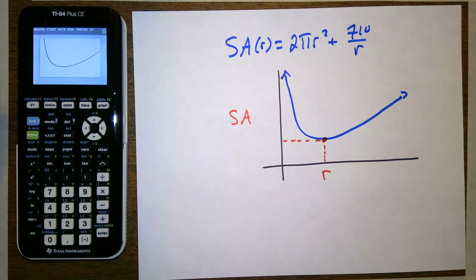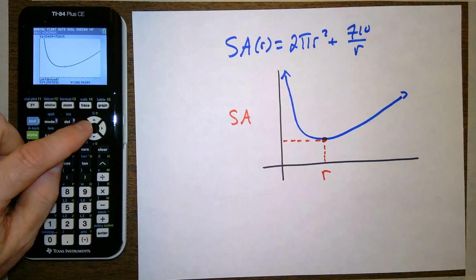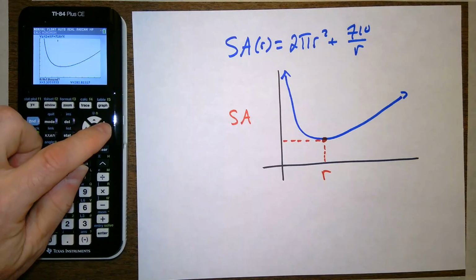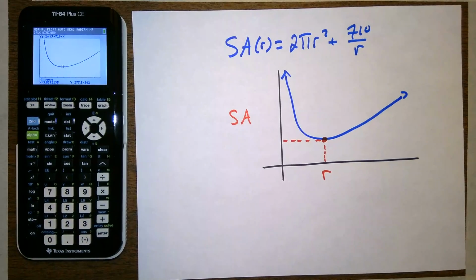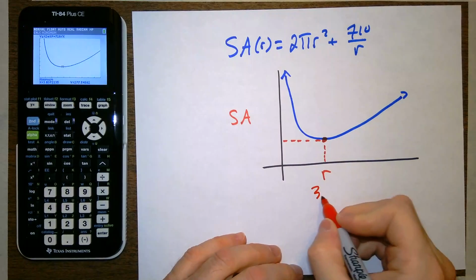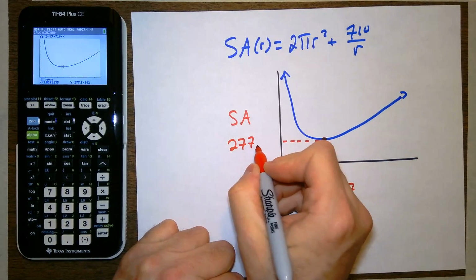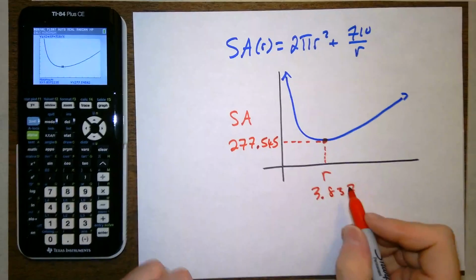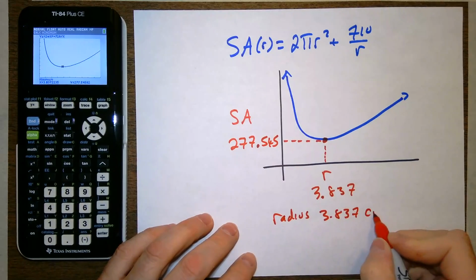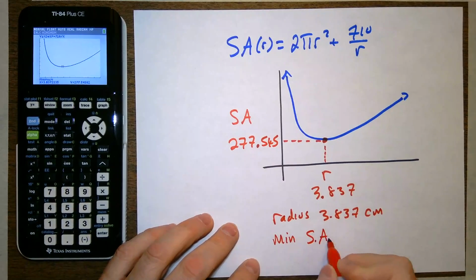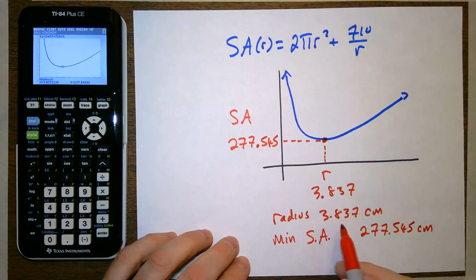So Casio users, gsolve minimum. TI users, second trace, calculate button, calculate the minimum value. For the TIs, I have to drop a pin on either side of the minimum. Over here and over there, find a minimum between these two over that domain. And it looks like I'm getting the point here is 3.837-ish. And the surface area here is 277.545. So this means if I make my radius of my can 3.837 centimeters, I will have a minimum surface area of 277.545 square centimeters. The other thing I might want to know is what is the height?